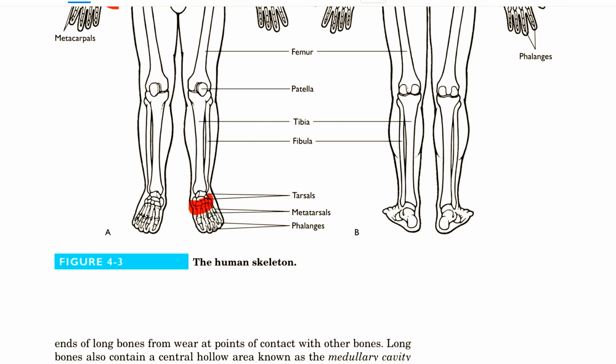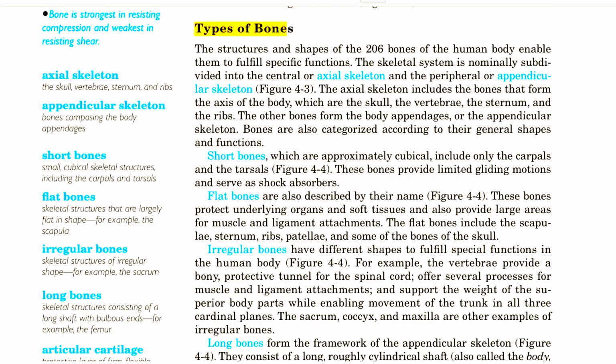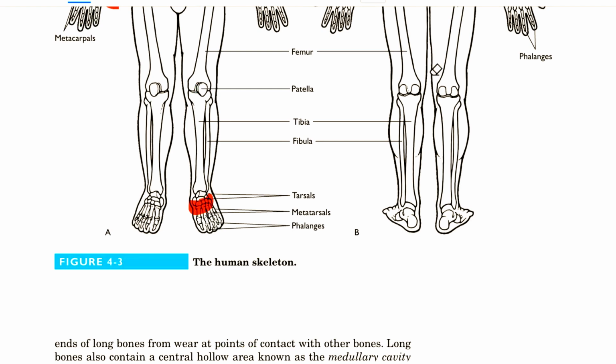Now the second one is the flat bones. The flat bones, as their name describes, are thin and flat. They are the scapula, sternum, ribs, patella, and skull bones. Their major function is to protect the vital organs of your body, and they also provide a large surface for muscle or ligament attachment. So these are really important bones, because they have to protect all of your organs.